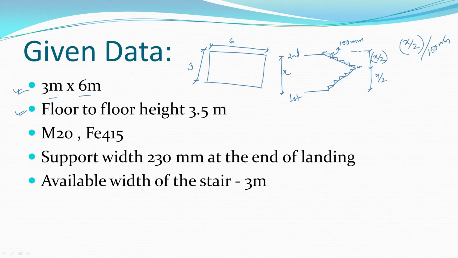So this data we need, that means the floor to floor height data. And if we get the number of risers, then we can also determine the number of treads, because the number of treads is, as you already know, risers minus 1. So if we got the number of risers 20, then 20 minus 1 will be 19.